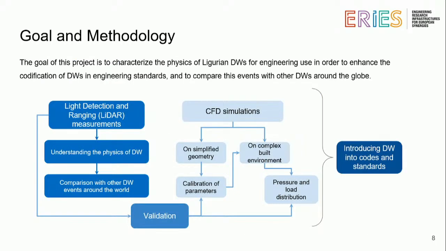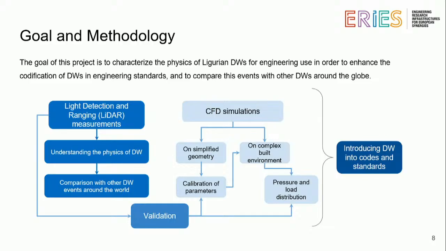So what is the goal of this project? First of all, we want to understand the physics of Ligurian downslope winds and compare Ligurian downslope winds with other winds occurring all over the globe. And second, we want to use those measurements to enhance the codification, so to introduce downslope winds in the international codes and standards.